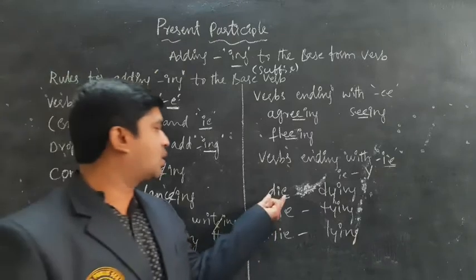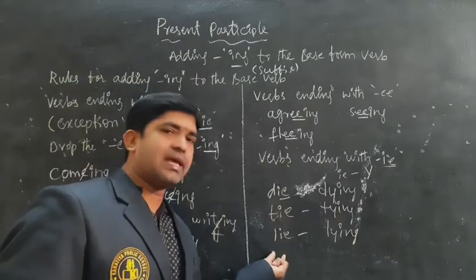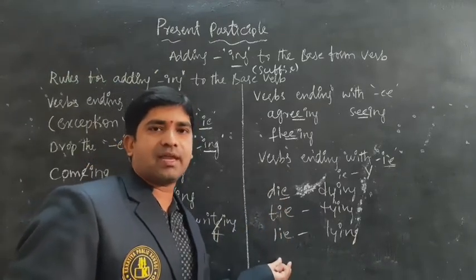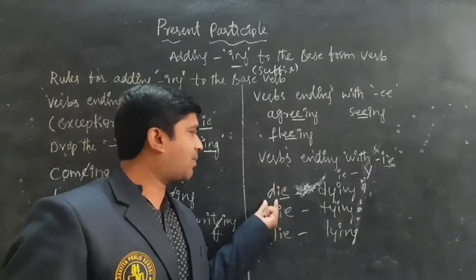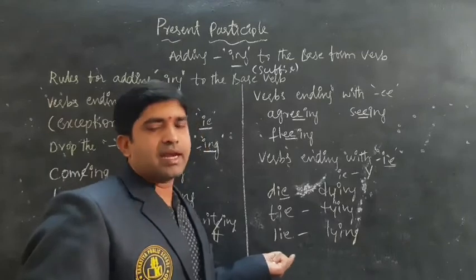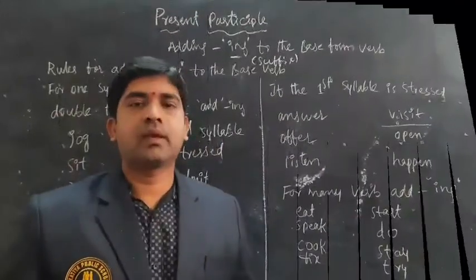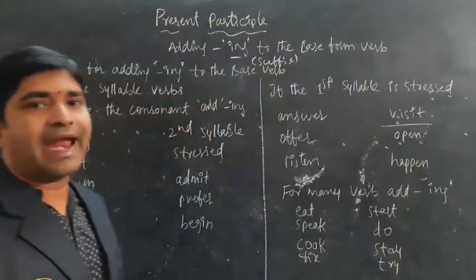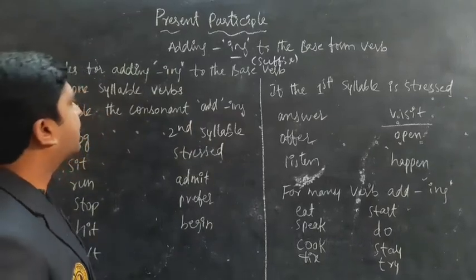And here also, die, tie, lie. These are also very important. Here it is a little bit confusing, but if you remember them, it is easy for you. Here is another rule for adding ing.